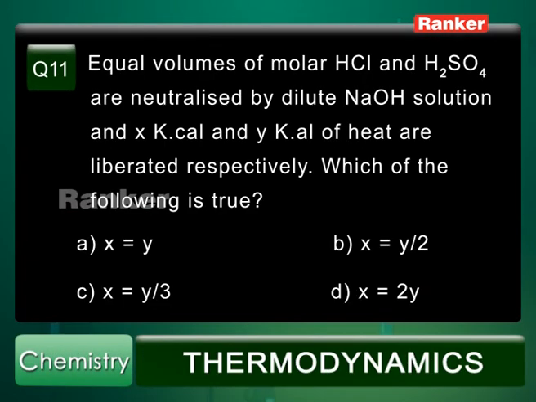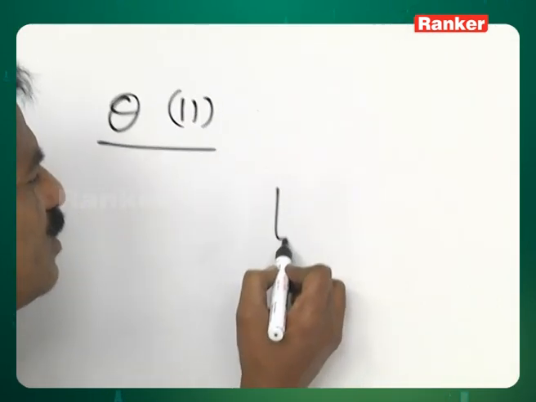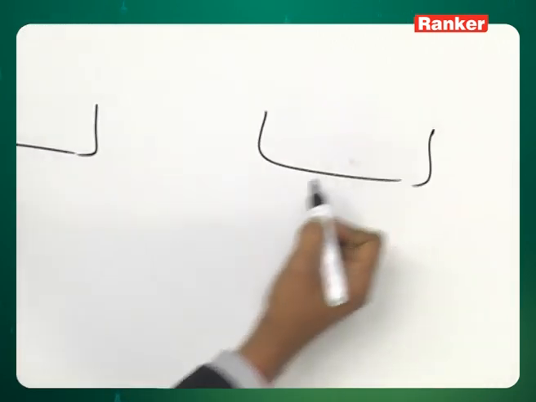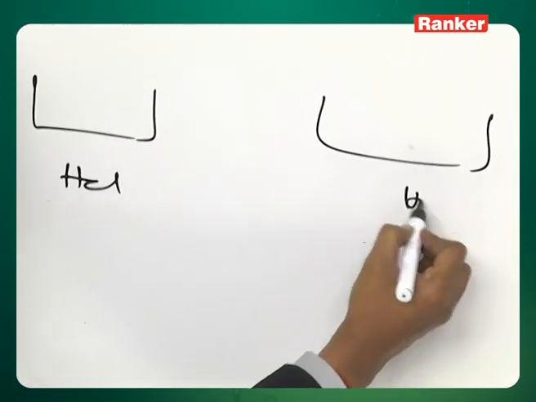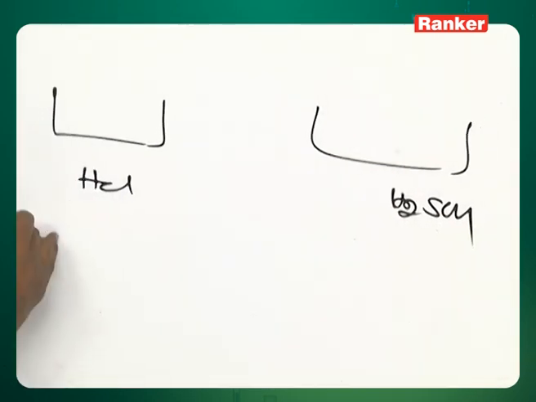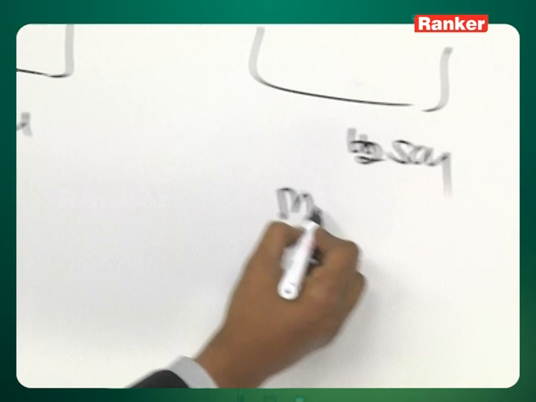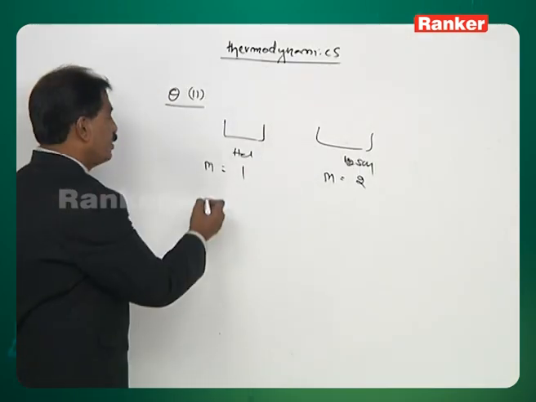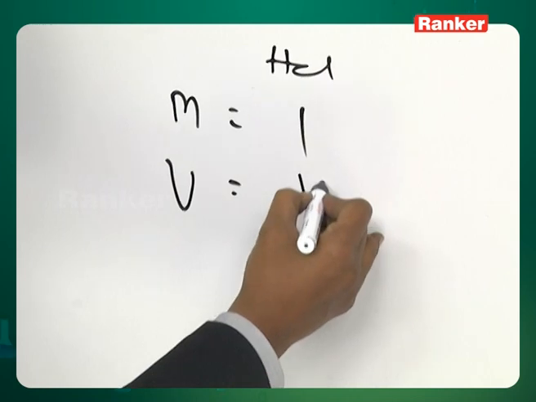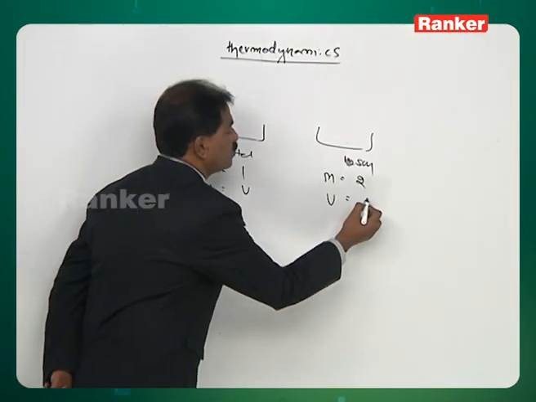Question number 11. Equal volumes of the molar HCl and H2SO4 are neutralized by the dilute NaOH solution, and X kilocalories and Y kilocalories of heat are liberated respectively. Which of the following is true? Here molar HCl means in one solution they have taken the HCl, in another solution they have taken the H2SO4. So the molarity of the HCl is given as 1, the molarity of the H2SO4 is given as 2. Next, equal volumes. Let us say the volume is V here, and here the volume is again V.